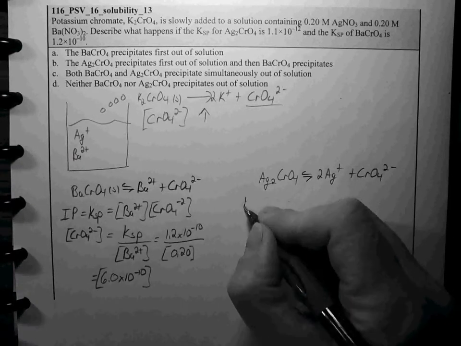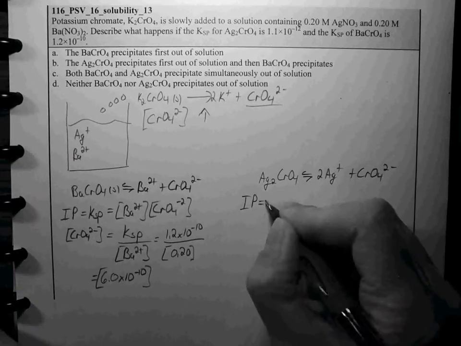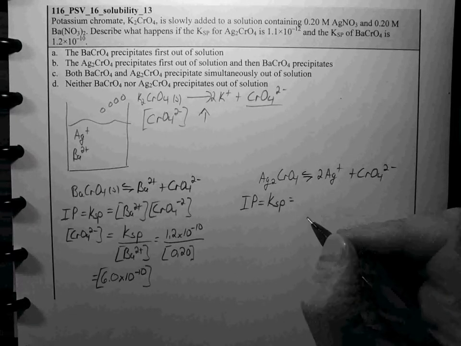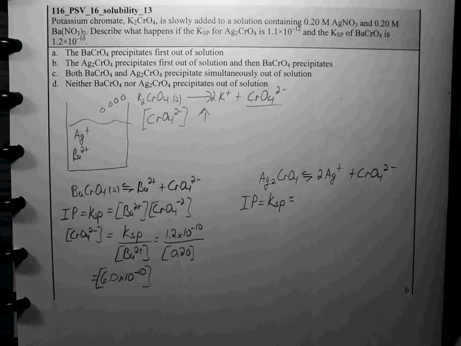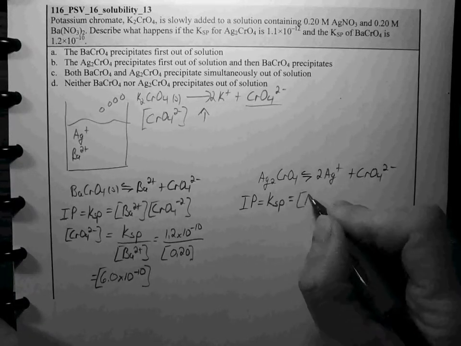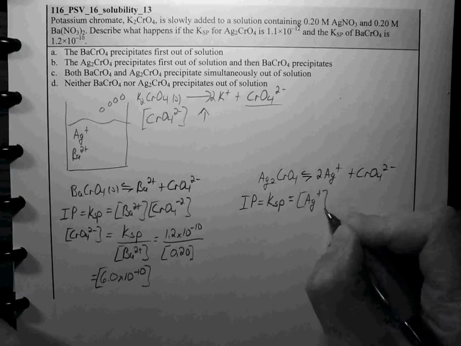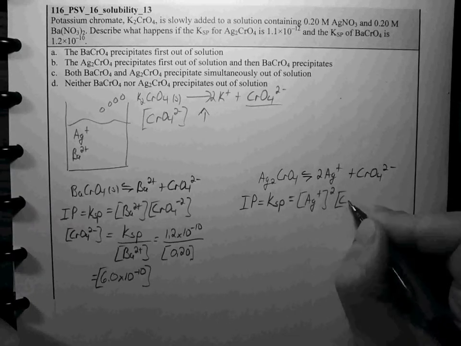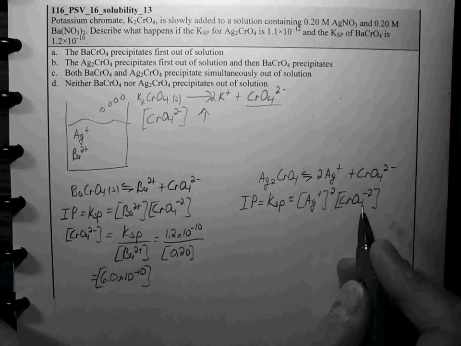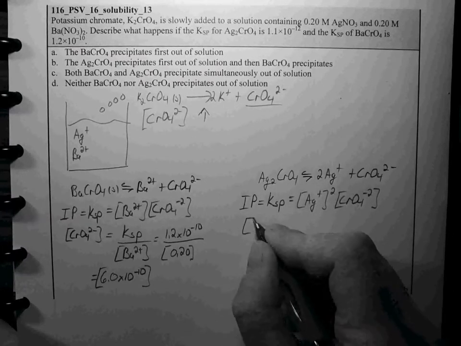Now for the silver chromate, and again we want to solve when the ion product is equal to the KSP, because that's going to be our saturated solution. Any higher and the precipitation will start. It's going to be equal to silver plus ion squared times our chromate ion concentration. So we're going to again solve for the chromate ion concentration.